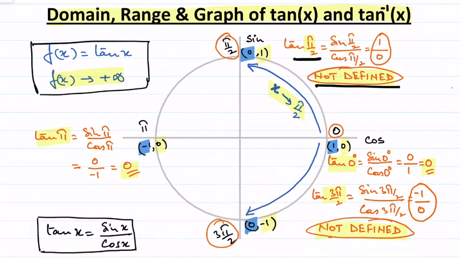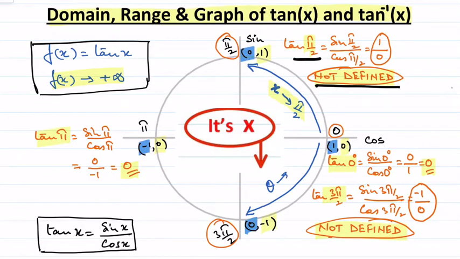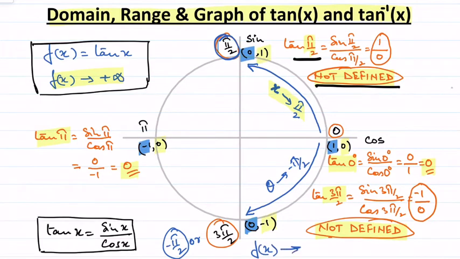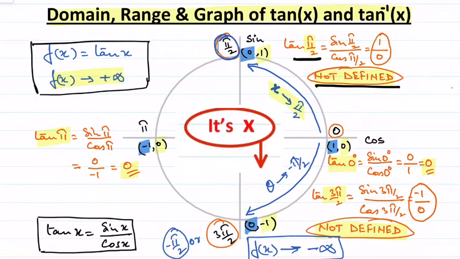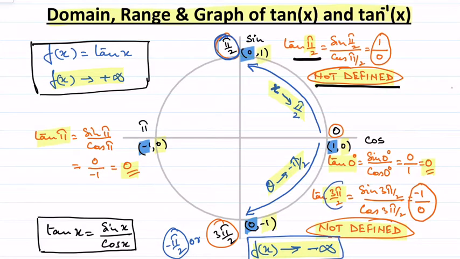But when x tends to minus pi by 2, then the function f(x) goes towards minus infinity. So when x tends to minus pi by 2, f(x) goes towards minus infinity. But at 3 pi by 2, tan x is not defined.